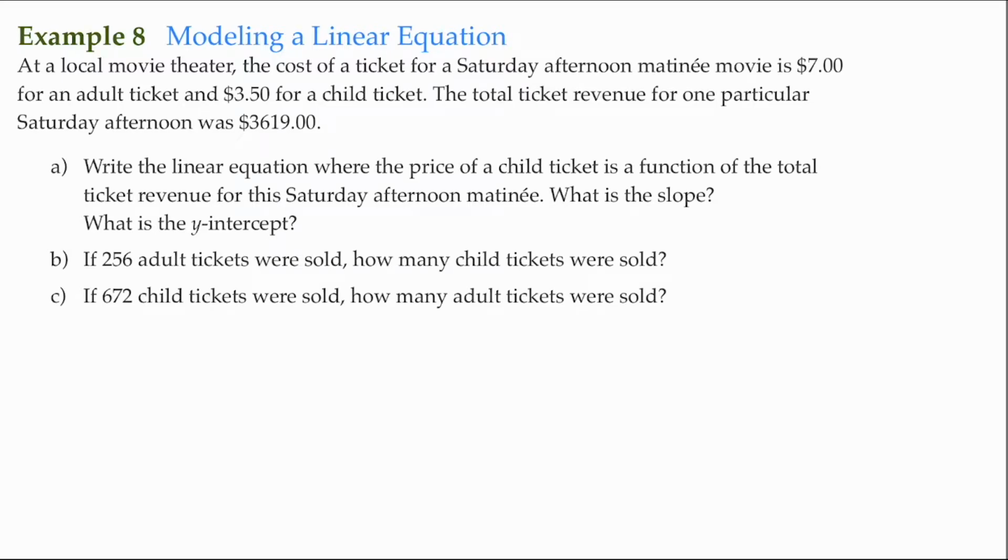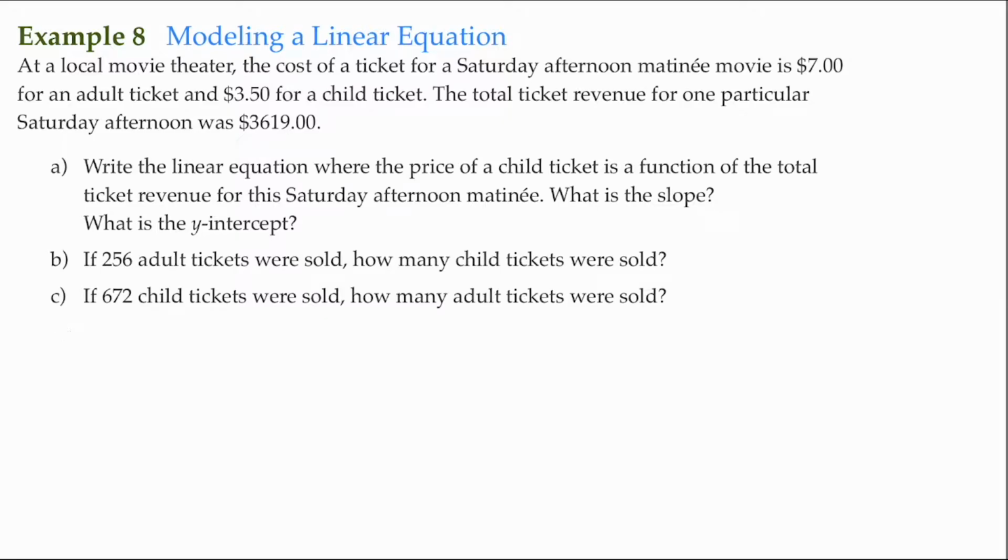So in this example, we are going to be modeling a linear equation. And it reads, at a local movie theater, the cost of a ticket for a Saturday afternoon matinee movie is $7 for an adult ticket and $3.50 for a child ticket. The total ticket revenue for one particular Saturday afternoon was $3,619. So then we have these three questions here.